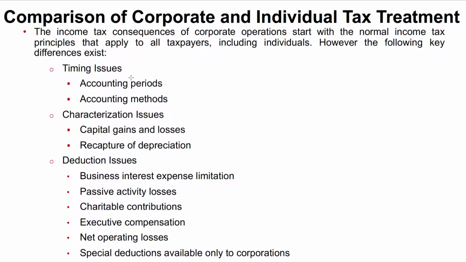So here are the timing issues, the when question. Here are the characterization issues. And here are the deduction issues. Now, I do have some other discussion at the end of the presentation, but these are really the main highlighting points, the major differences when it comes to corporate income taxation from the rest of income taxation. We're going to take a look at all 3 of these classes, the when question, characterization question, and deduction question, separately.